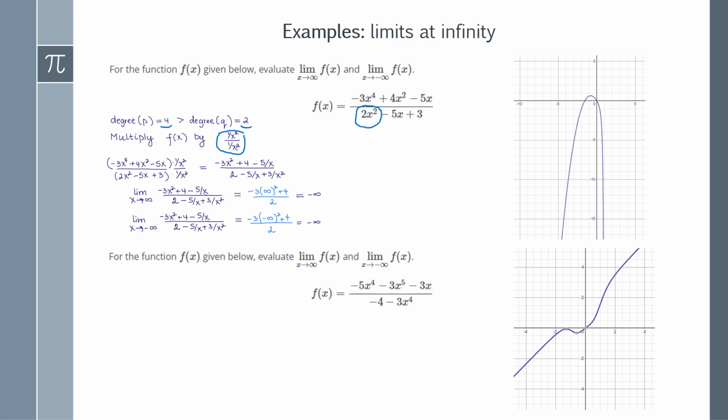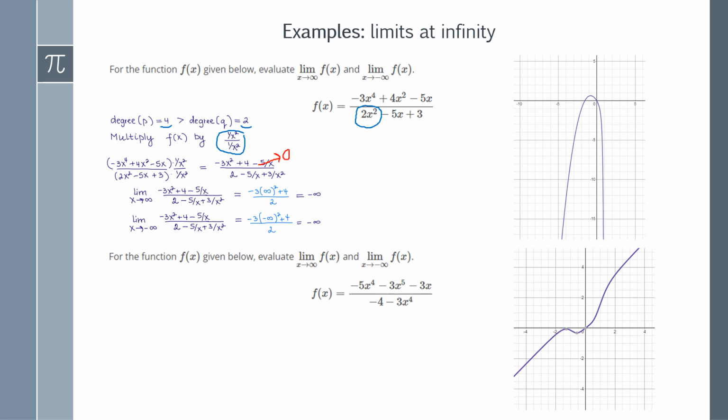Okay, so once we multiply this through, what's going to happen? On top, we're going to get negative 3x squared plus 4 minus 5 over x. And on the bottom, we're going to get 2 minus 5 over x plus 3 over x squared. Now, as x gets really big in magnitude, right? So it either goes to positive infinity or negative infinity. These terms right here, they will vanish.